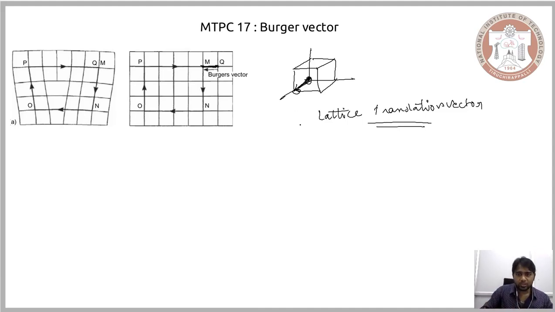Now, based on this lattice translation vector, let us see how we can represent a Burgers vector. In this case, what we have is the along the 100 direction of a simple cubic crystal structure.